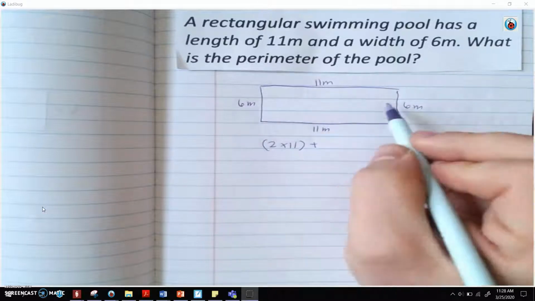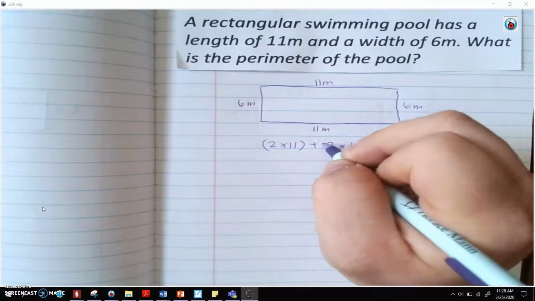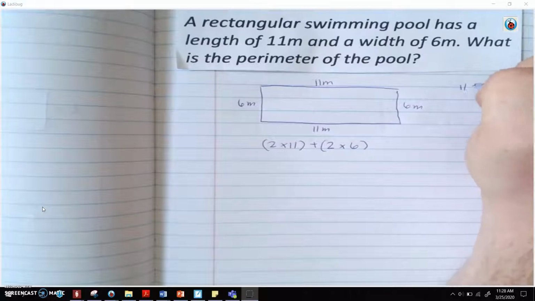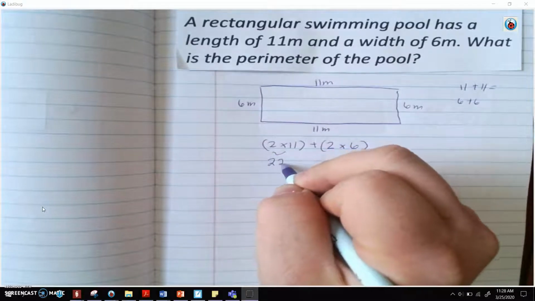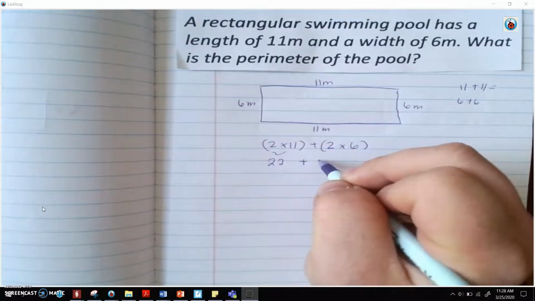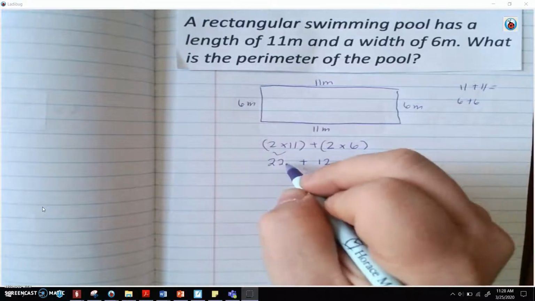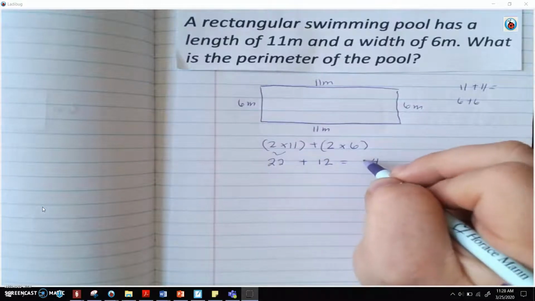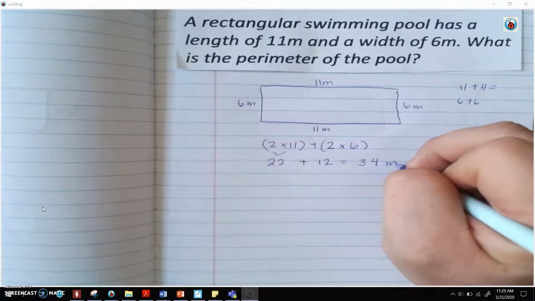I also have two side lengths that are 6. So I'm going to say 2 times 6. That would just basically be 11 plus 11 and 6 plus 6. So I'm going to turn that into 22 plus 12. And when I do that, I know that 2 ones and 2 ones would be 4 ones, and 2 tens plus 1 ten would be 3 tens. So I know that my perimeter is going to be 34 meters.